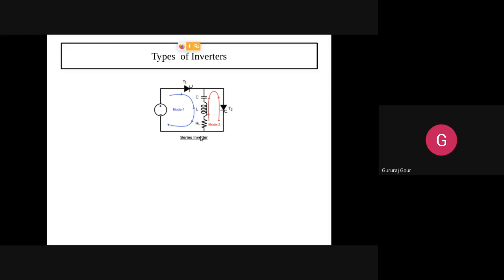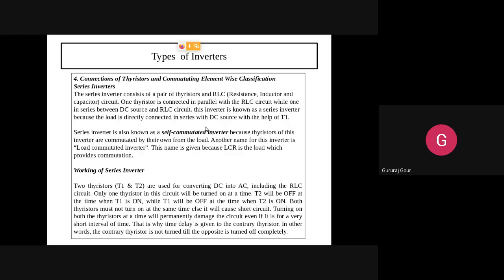So it is called a series inverter, where the load RLC is connected in series with the source along with T1. The series inverter is also known as a self-commutated inverter. The thyristors here are self-commutated because it will depend on the load. So another name for this inverter is load commutated.